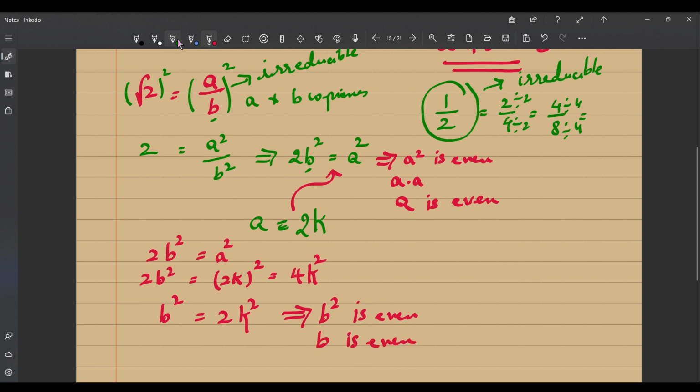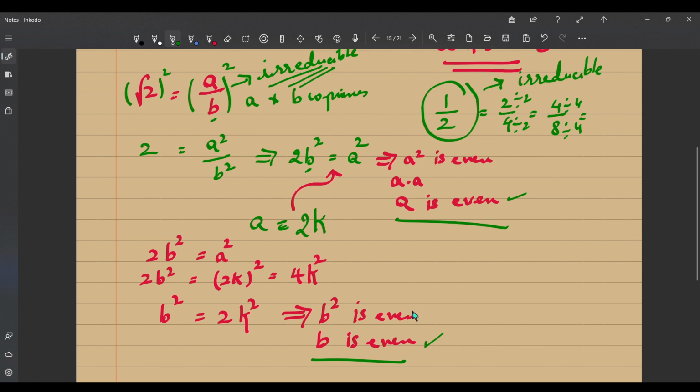So now, out of all this manipulation, we have arrived at two things: a is even, b is even. But what have we considered here? We have considered the irreducible form of this rational number a by b. But here is a contradiction. It says both a and b are even. That is, 2 is a factor of both a and b. So this is a clear contradiction, isn't it?